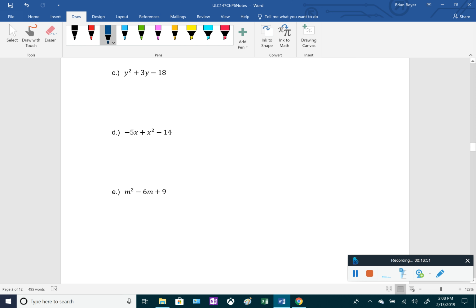Next one, y squared plus 3y minus 18. If it can be factored, it's going to be factored as y plus or minus something times y plus or minus something. Two numbers that multiply to negative 18 that add to positive 3. It's a little bit harder because we're mixing and matching the negatives and positives. So 6 times 3 equals 18. We know the 6 has to be positive because it has to add to a positive 3.